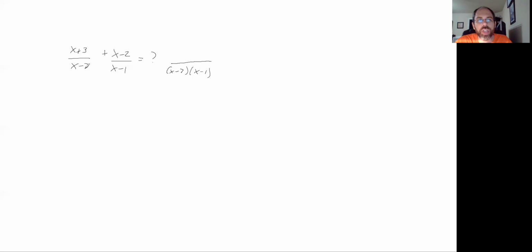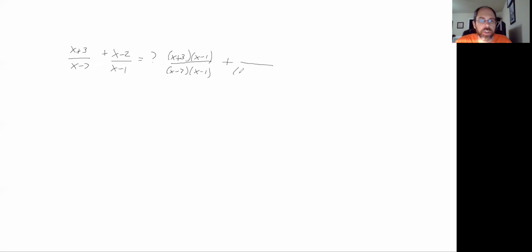So how am I going to get this fraction here into the same denominator here? What did I have to do to x minus 7 to get to x minus 7 times x minus 1? I just multiplied times this term. But if I multiply the denominator times that term, I must also multiply this one times that same term. So my numerator is going to be x plus 3 times x minus 1. I'll go ahead and carry my plus sign.